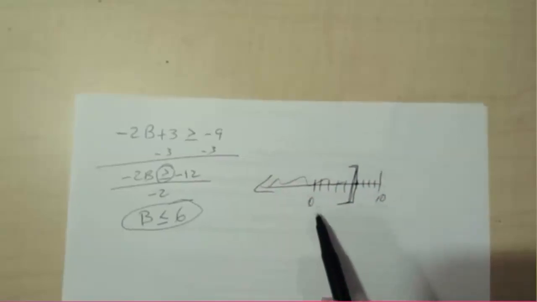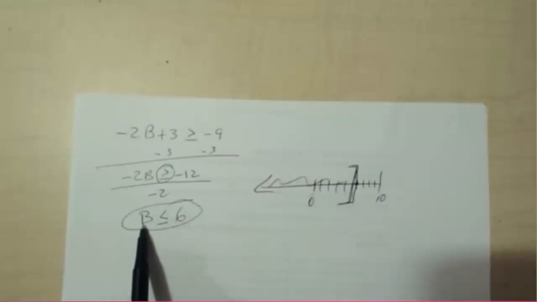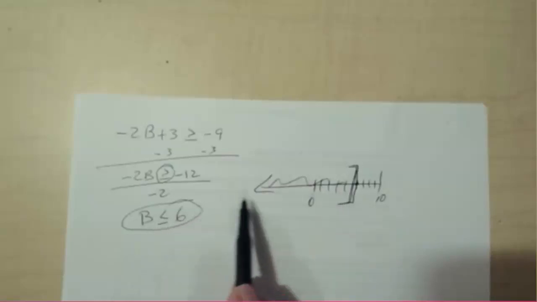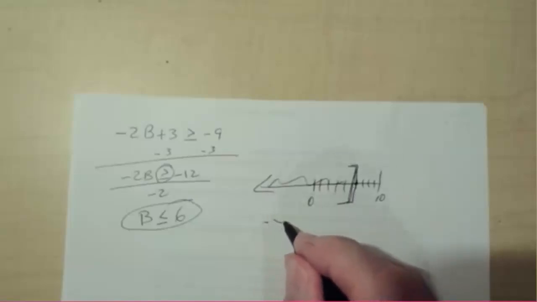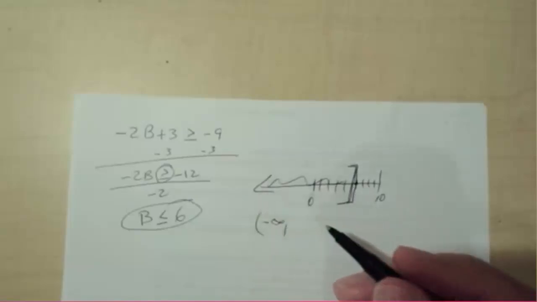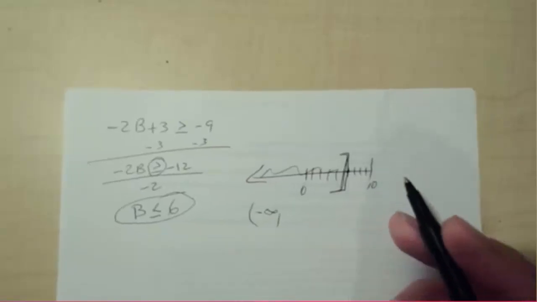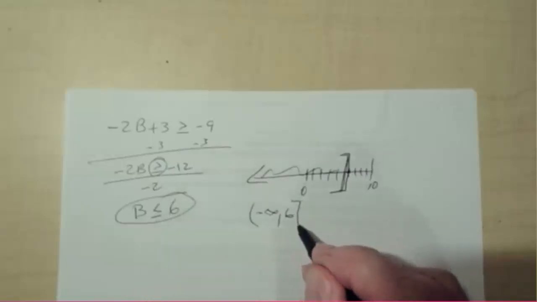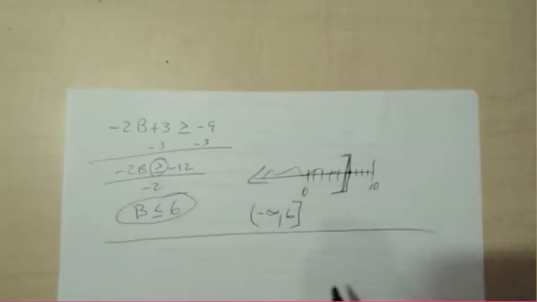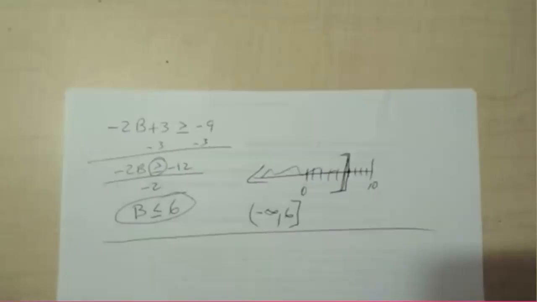And if you're not sure which way to go, just take a number, any number. Zero always seems to be the easiest. Is 0 less than or equal to 6? Yes, so we went the right way. Okay, again, what's on the low side? What's the least number that b can be? Again, negative infinity. What's the most it can be? 6. Now it includes the number 6 because it's less than or equal to, so we use a bracket.